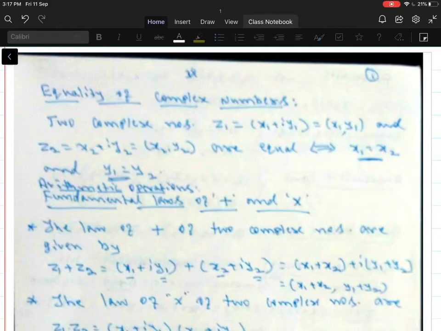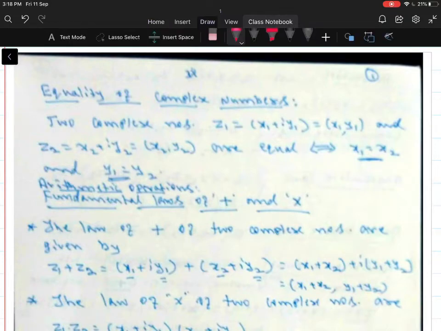Hi students, in the previous video we studied the complex number system. Now we are going to discuss when two complex numbers are equal and the arithmetic operations of complex numbers. Now let us move to the equality of complex numbers.